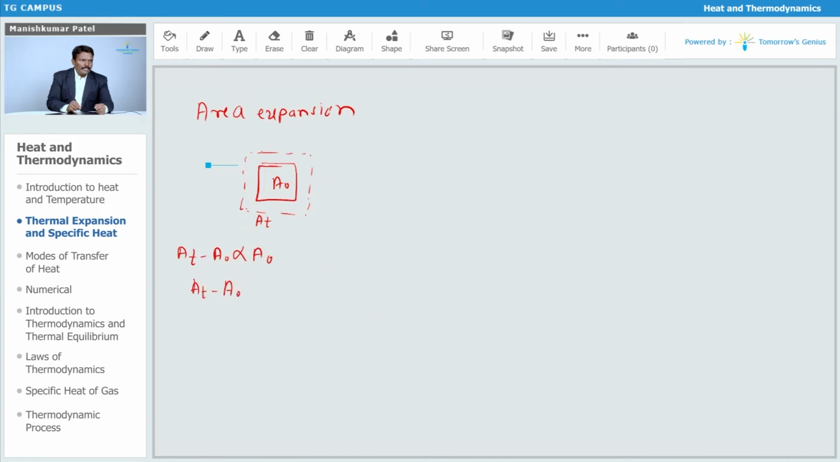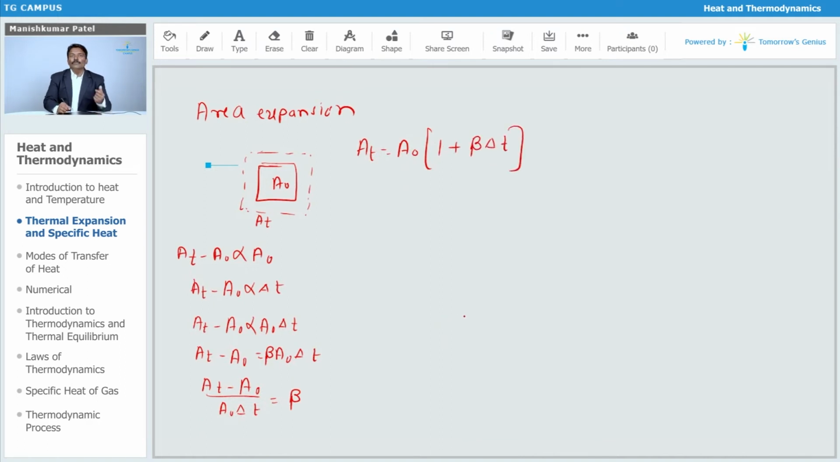Again, AT minus A0 is proportional to delta T. Combining these two statements, it is proportional to A0 into delta T. Removing the proportionality constant, AT minus A0 equals beta A0 delta T. So (AT minus A0) upon (A0 delta T) is beta. This is how we define the coefficient of areal or superficial expansion. Finally, AT equals A0 times (1 plus beta delta T). It is the change in area per unit original area per degree rise in temperature.